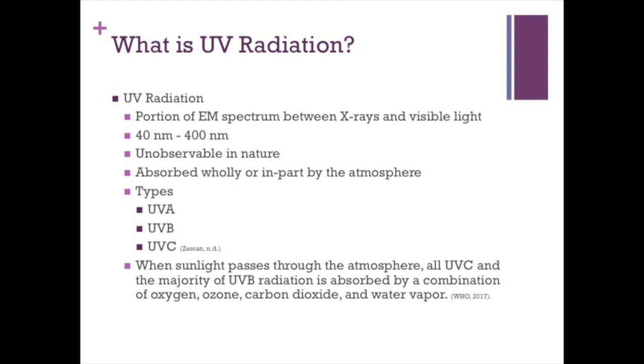There are three types of UV radiation: UVA, UVB, and UVC, which we will discuss in more detail in the slides to come. We know that when radiation passes through the atmosphere, all UVC and most of the UVB radiation is absorbed by a combination of oxygen, ozone, carbon dioxide, and water vapor.